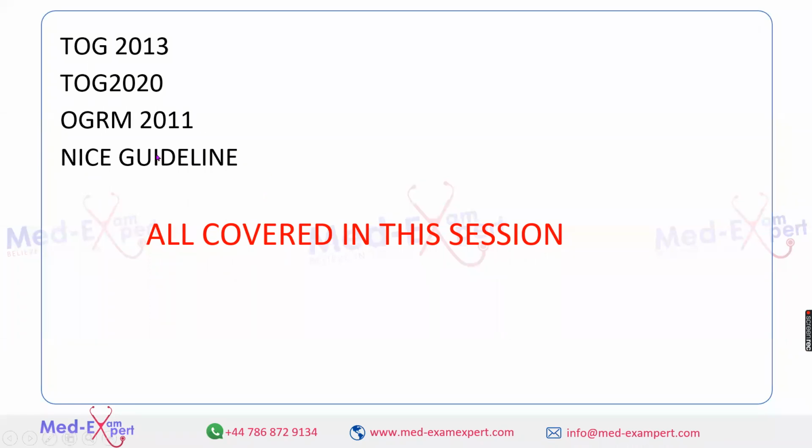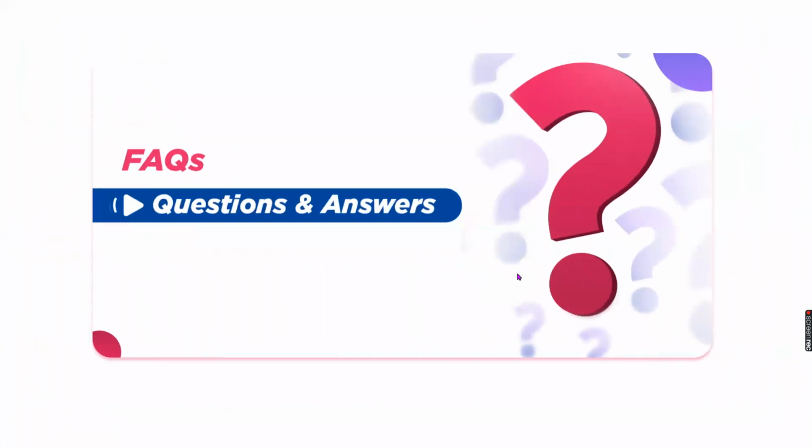What we have to study for male subfertility: ESHRE 2013, ESHRE 2020, and the NICE guideline. If you have enough time, you can go for the OGR, but there is no need. I covered all the important points in these sessions. Nothing is left for you. You can save this slide. You have covered up to the NICE guideline. Now, questions.